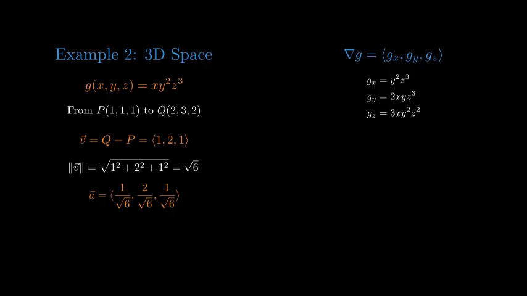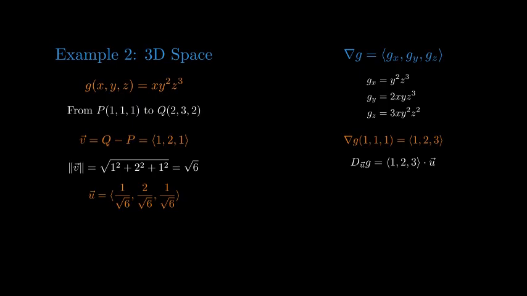Next, we compute the gradient of g by taking the partial derivatives with respect to x, y, and z. The partial derivative with respect to x is y squared times z cubed. The partial derivative with respect to y is 2 times x times y times z cubed. The partial derivative with respect to z is 3 times x times y squared times z squared. Evaluating these partial derivatives at the point 1, 1, 1 gives us 1, 2, and 3, meaning our gradient vector is 1, 2, 3.